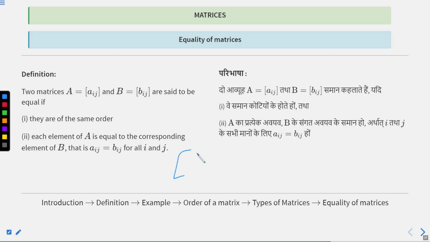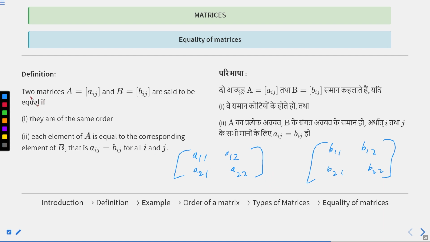Suppose we have a matrix like A11, A12, A21, A22. This is my A11 position, this is my A12, like this. Now another matrix is B11, B12, B21, B22, like this. So first of all, they must be of the same order.